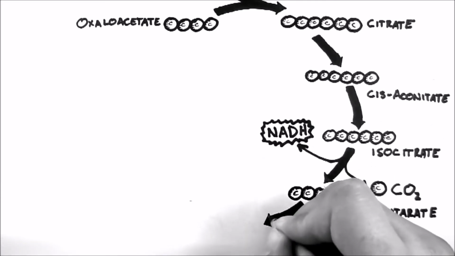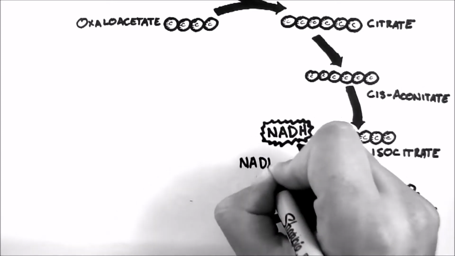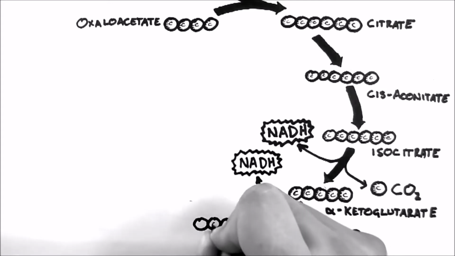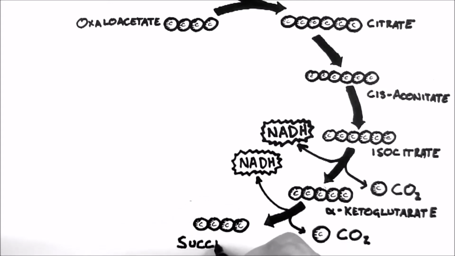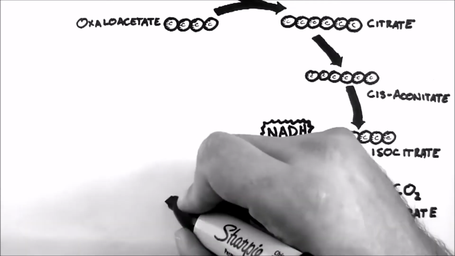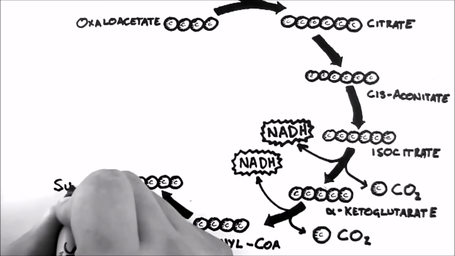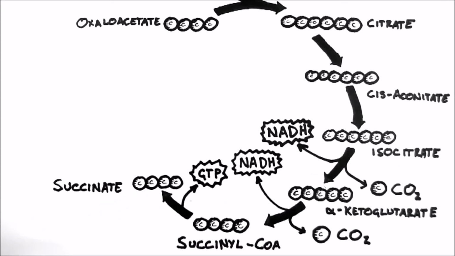The same thing happens again. We lose a carbon as carbon dioxide and gain an NADH. Hence we are left with only 4 carbons in our main molecule, which is now called succinyl-CoA. Succinyl-CoA is then converted to succinate, and a GTP is produced in the process. GTP is essentially an equivalent of ATP.